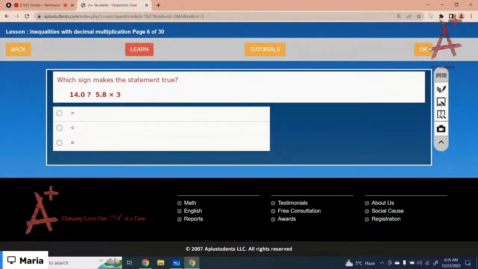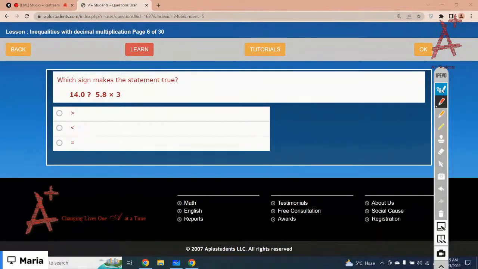Okay, which sign makes the statement true? You have to compare 14.0 and just do 5.8 times 3. 3 times 8 is 24, write 4 and carry 2. 3 times 5 is 15 and 2 is 17. So you have one decimal place, so just move the decimal place one point left. So it would be 17.4. So you have to compare 14 and 17.4.